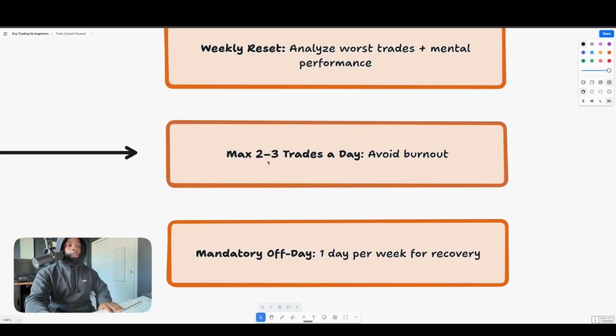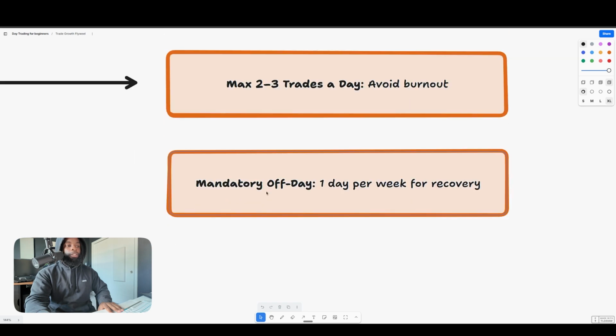All right. Max 2 to 3 trades a day. Avoid burnout. That is all you guys need. Okay. Mandatory: 1 day off per week for recovering. Usually it's Fridays for me. That's why I don't really do too much, even on the weekends, because I want to get back live in the market on Monday.